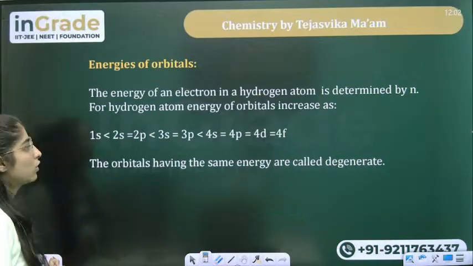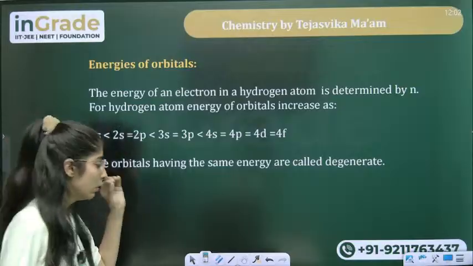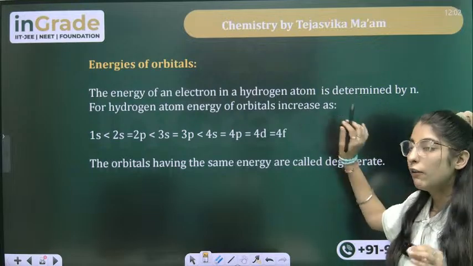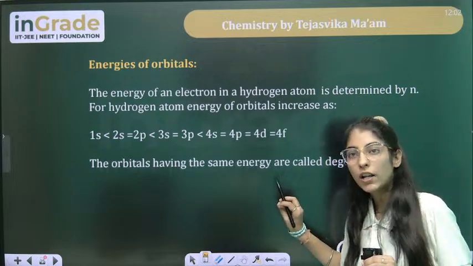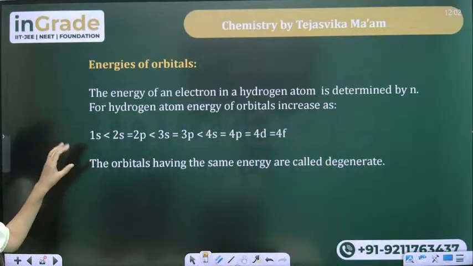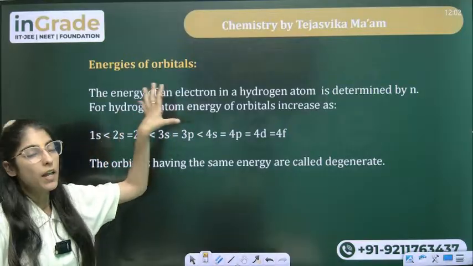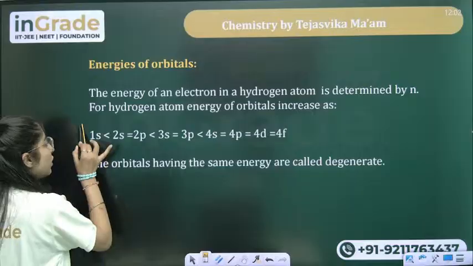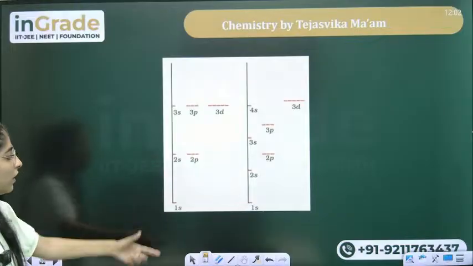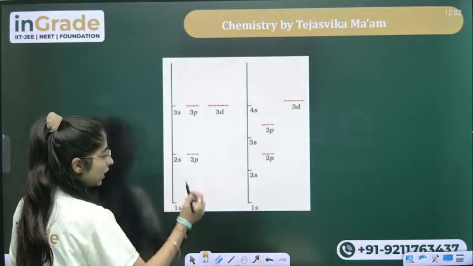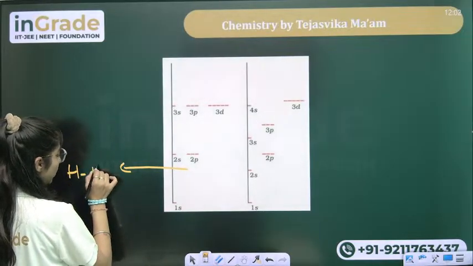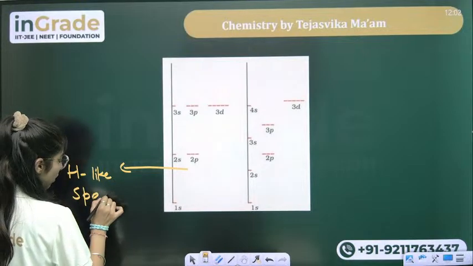Now see the energies of orbitals. How are you going to represent the particular energies? As I told you, if the electron is present in a hydrogen atom or hydrogen-like species, then the energy of orbitals increases like this. You can see the structure here. It simply represents the energy levels of hydrogen-like species. I am writing it here. This is for hydrogen-like species.